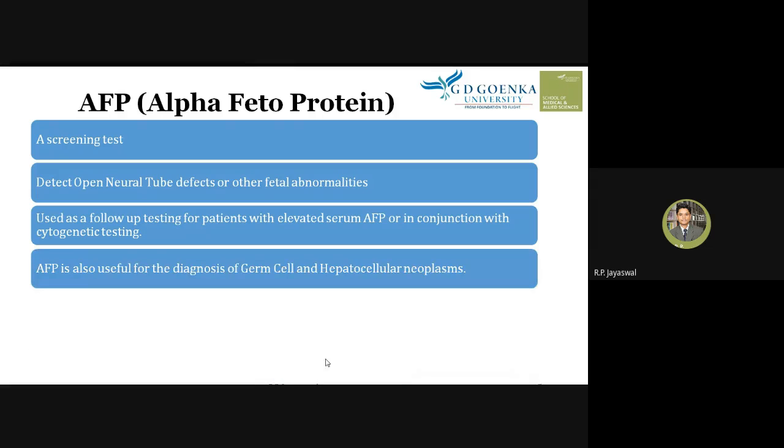AFP is also useful for the diagnosis of germ cell and hepatocellular neoplasm. If there is a germ cell neoplasm or a hepatocellular neoplasm, in such conditions the AFP test is very useful in the diagnosis process.